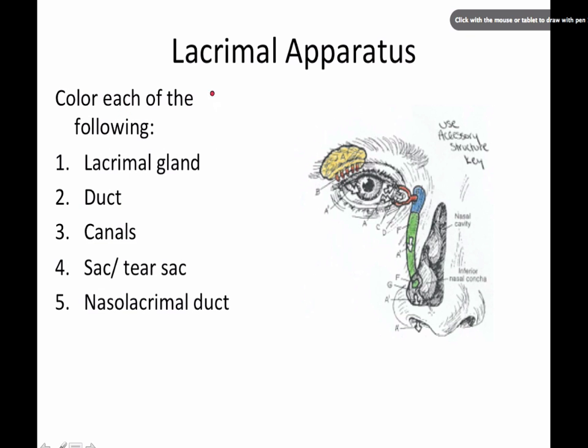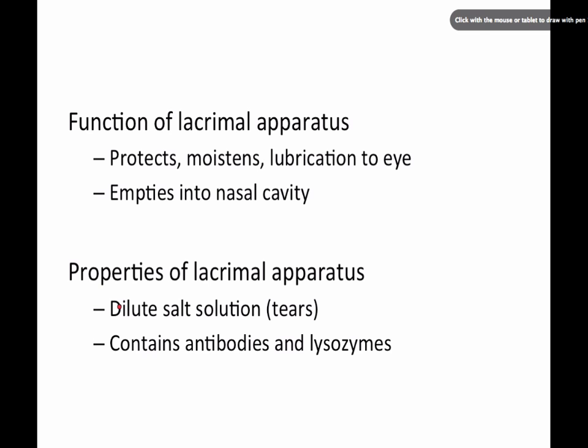Let's see. The lacrimal apparatus, you'll need to color each one of these. I'd like you to color the lacrimal gland, which is up here, the duct, the canals, the tear sac, and the nasolacrimal duct. The major function of the lacrimal apparatus is to protect, moisten, and lubricate the eye. The lacrimal apparatus also empties into the nasal cavity.